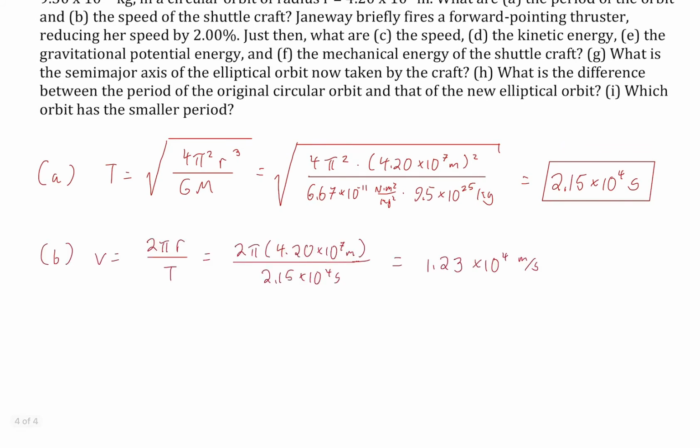Okay, and then we're going to find the velocity. Here we'll just go ahead and plug in the orbital period that we already solved for. Make things really easy. Circumference over period, and there we have our velocity.